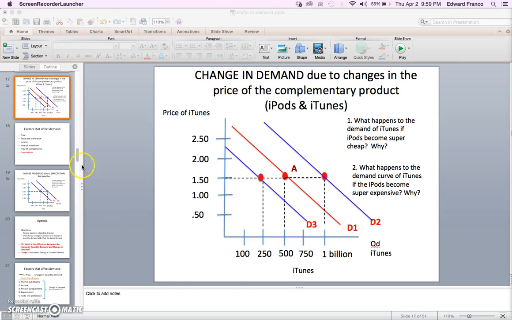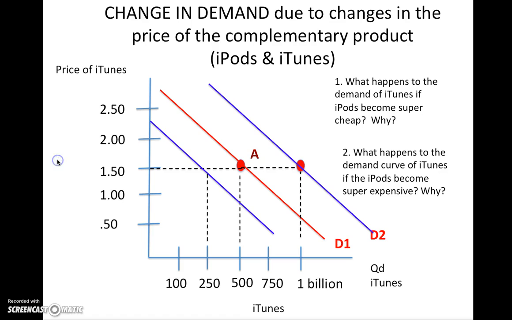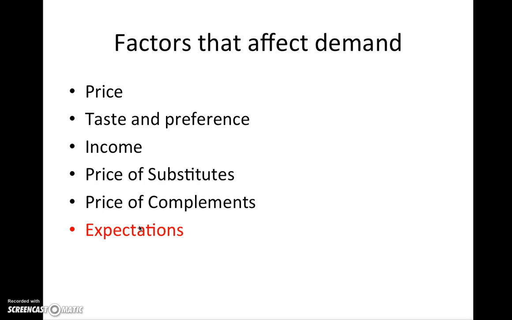All right. Hopefully you're seeing the pattern that we have here, that the price is not changing, but the quantity demand is either increasing or decreasing, and the only way to show that is a shift to the right of the demand curve or a shift to the left of the demand curve. A shift to the right is an increase in quantity demand, and a shift to the left is a decrease in quantity demand. Now let's look at the last factor that affects demand, which is expectations.